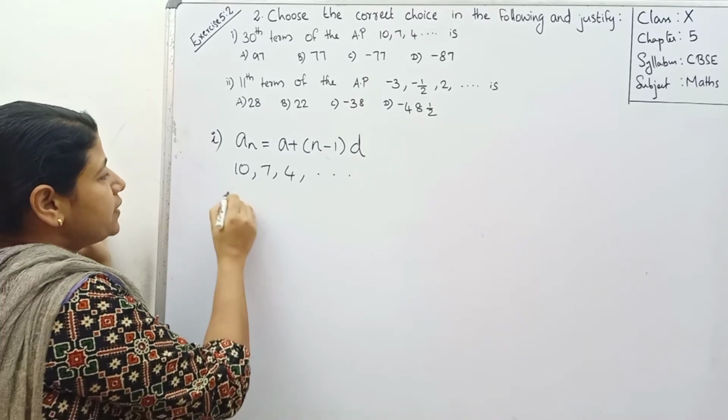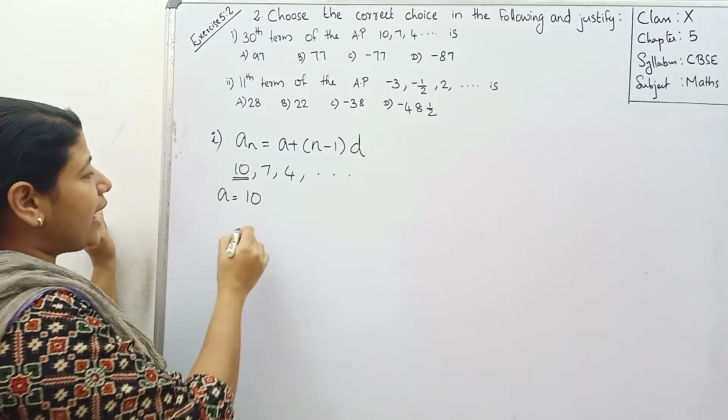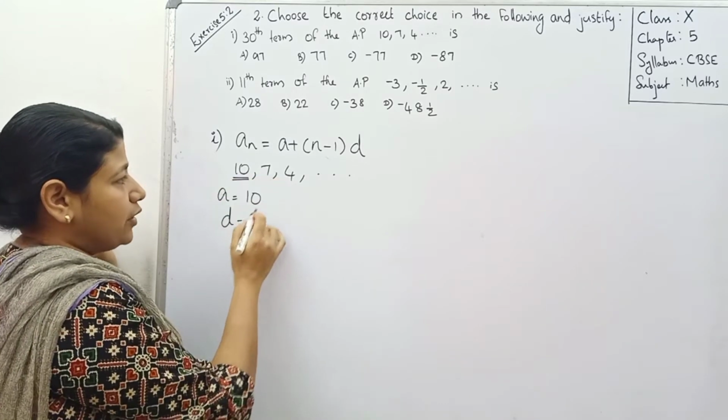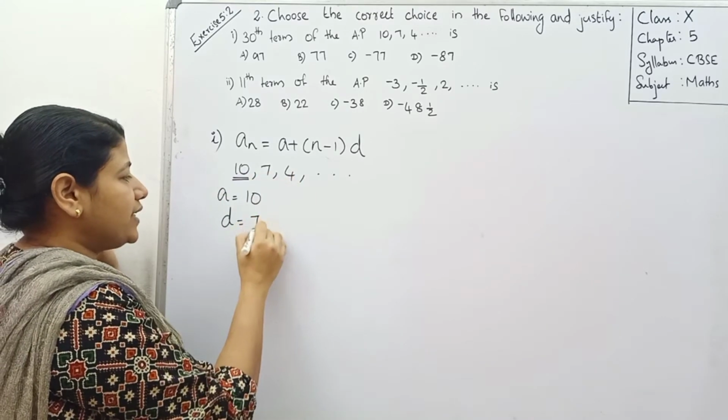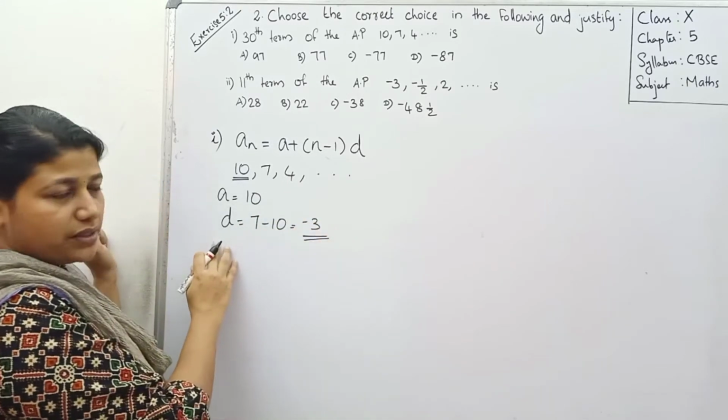So we can write the first term, a is 10. This is the first term. And we have to find out the common difference d. How to find out? 7 minus 10 or 4 minus 7. We can write 7 minus 10, which is equal to negative 3. Negative 3 is the common difference.